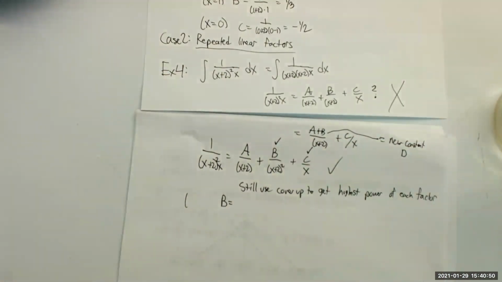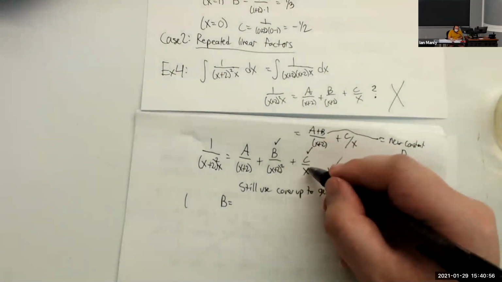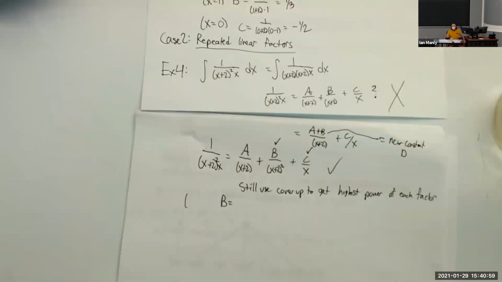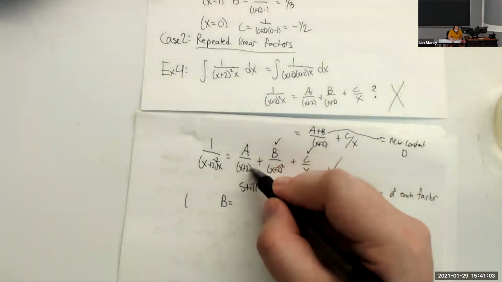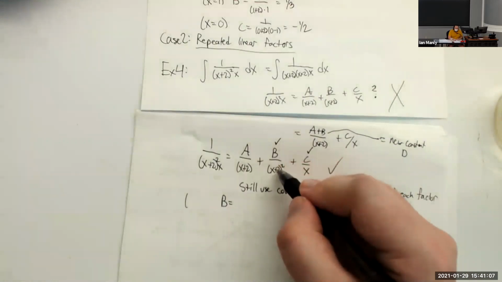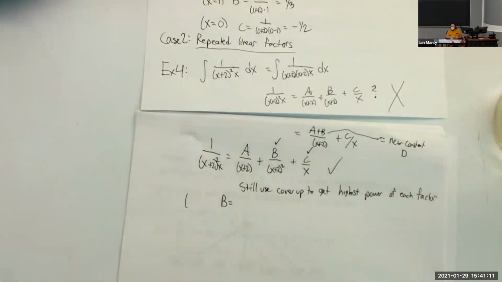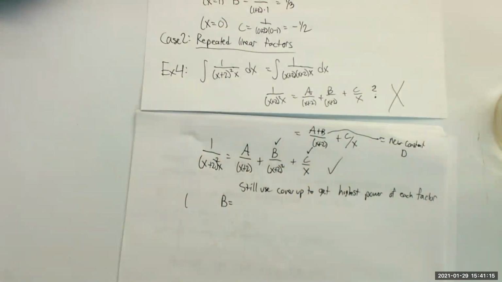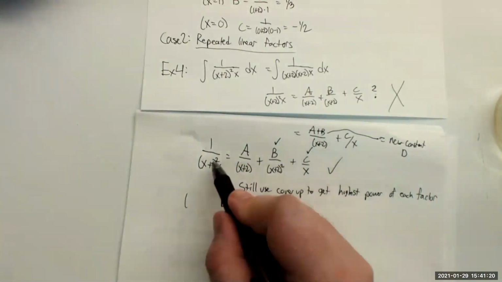Wait, so why can we cover up the C and not the A? We could cover up c because x is the highest power of x we have. It's the only one. But a, we can't cover this up because we do have a higher power of x plus 2 here. So whenever we have a higher power of something in the list, we can't cover up to get it. Is that x to the third or x squared? I'm sorry. Everything's square. There's no third power. This is a square. Right, this is a square.